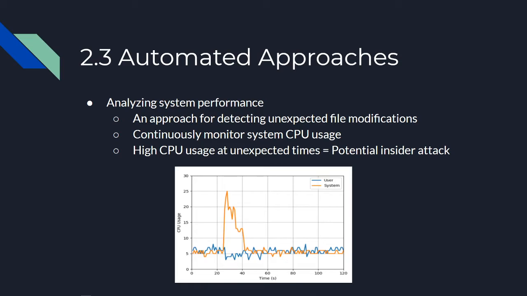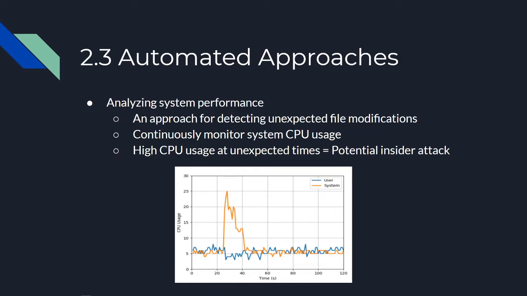And for the final automated approach, we have the analysis of system performance. This approach is used specifically for the detection of data sabotage by detecting unexpected file modifications. The way this system works is that it continuously monitors the CPU usage of the system. If the system detects high CPU usage at an unexpected time, then this could mean a potential insider attack.